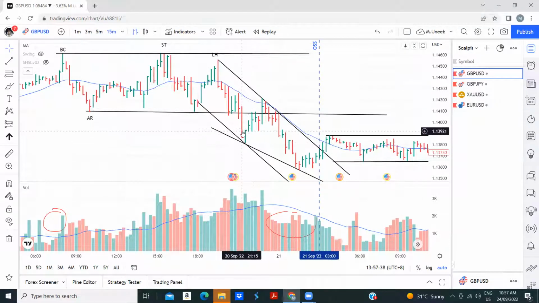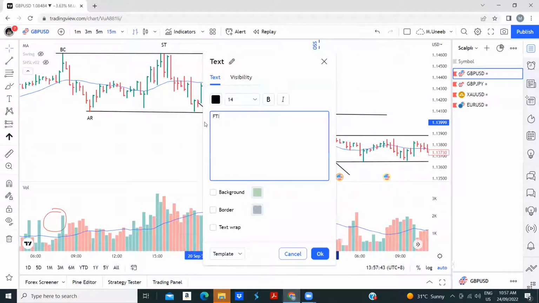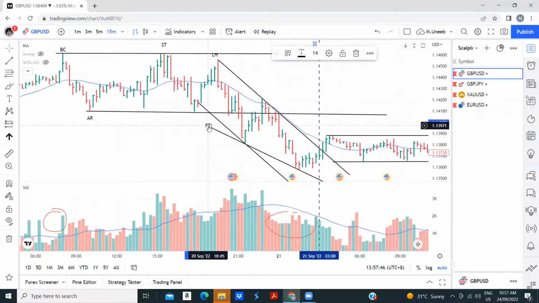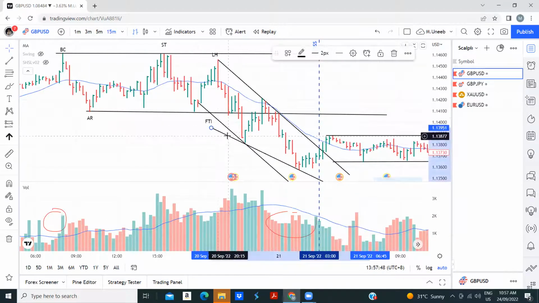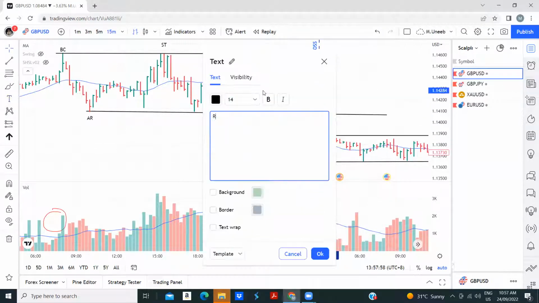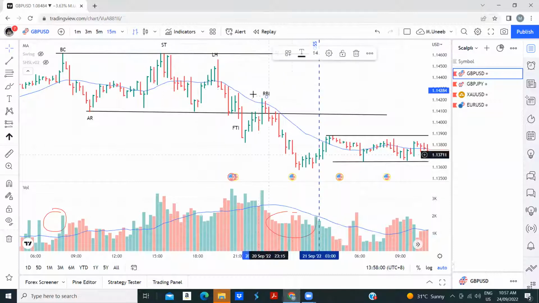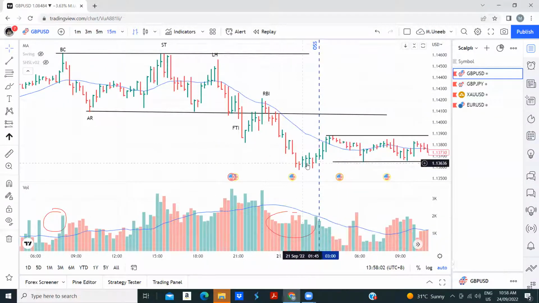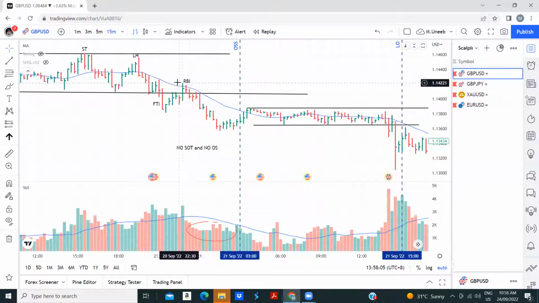So this becomes what? FTI, right? Am I right? Yeah, right. This becomes falling through ice, and after this becomes what? Makes sense now? RBI. Okay, after RBI, the price moves down again, and then what do we see? Okay, after the FTI, what will you see? RBI, after RBI, the price just starts into a range.